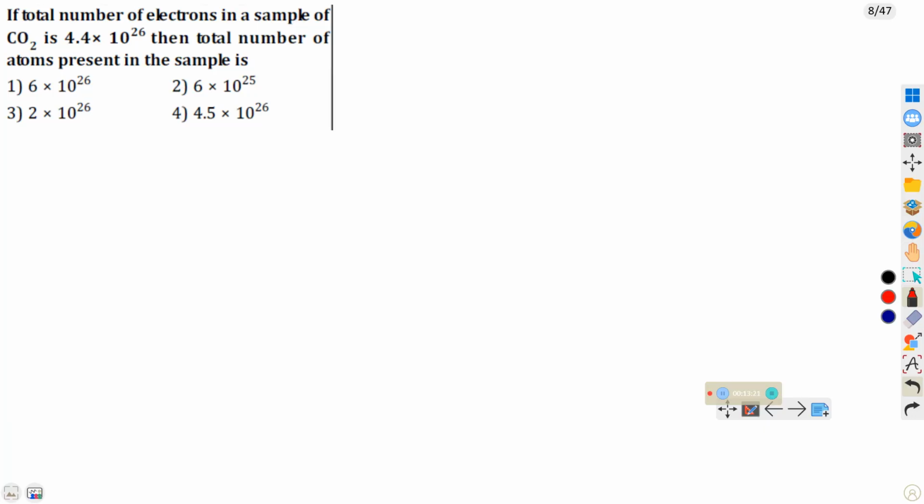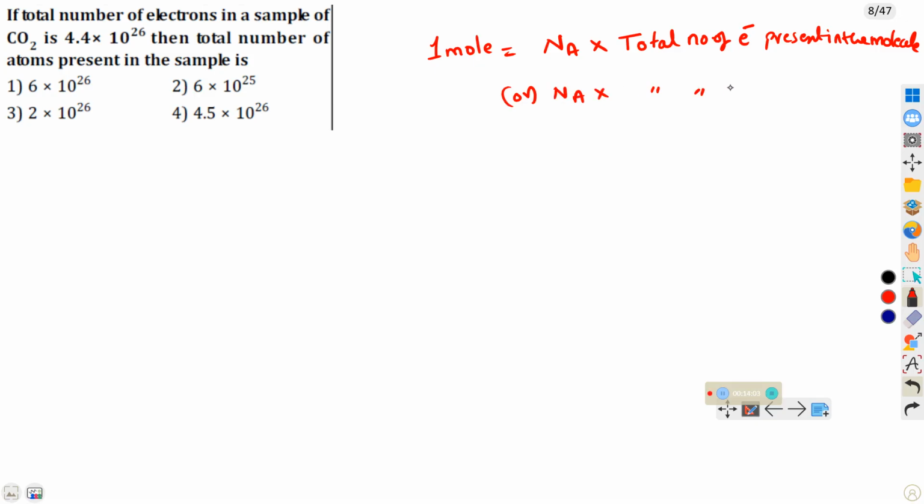If the total number of electrons in a sample of CO2 is 4.4 into 10 power 26, then find the total number of atoms present in the sample. 1 mole of any substance contains Avogadro number into total number of electrons present in the molecule, or Avogadro number into total number of atoms present in the molecule. For example, you can consider 1 mole of CO2.